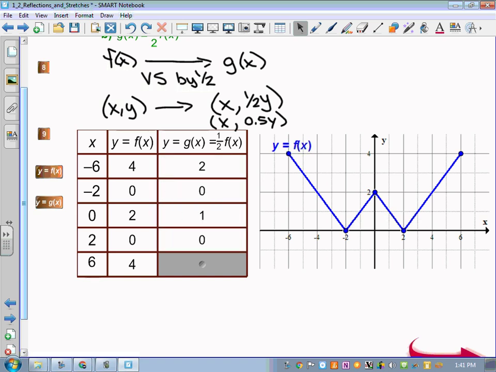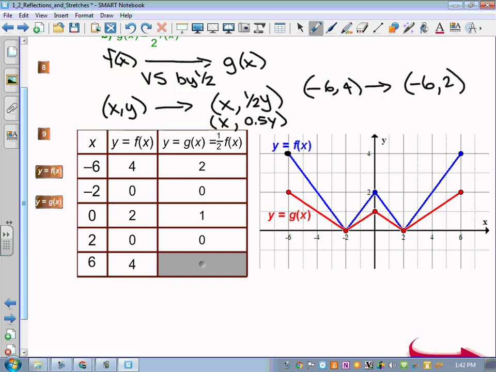And so my new w is, and we try not to use the words expanded and compressed. That's part of the old curriculum. We stay away from that. But essentially the idea is that a vertical stretch by 1/2 halves the distance that the point is away from the x-axis. And if we take a look at this point right here, this was at -6, 4. It has been transformed into -6, 2. And the way that we do that is my y value gets multiplied by 1/2. So 4 times 1/2 is 2.